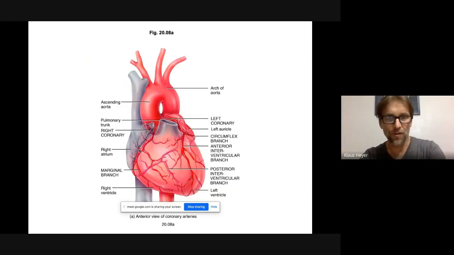So again, there's the view. How this works, I'm going to show you in the next slide, is kind of like a cross section. There's going to be a cut right here. If you were to make a transverse section right around here, I'm going a little bit too high, right around here, I'm going to see all four valves lined up. So I'm going to see the AV valve, semilunar valve, AV valve, right?